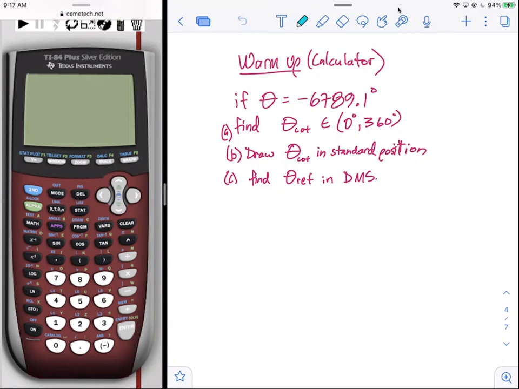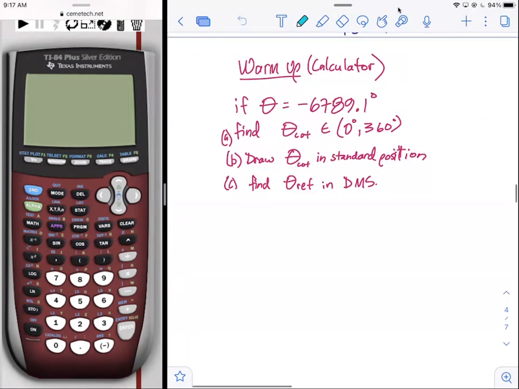We've got this angle. What's that letter there? Theta, right? Good. That's theta, and it's negative 6,789.1 degrees. We want to find theta cot, which means we're trying to find the coterminal angle. And the epsilon means within one rotation, between 0 degrees and 360 degrees. Okay, so let's do that.